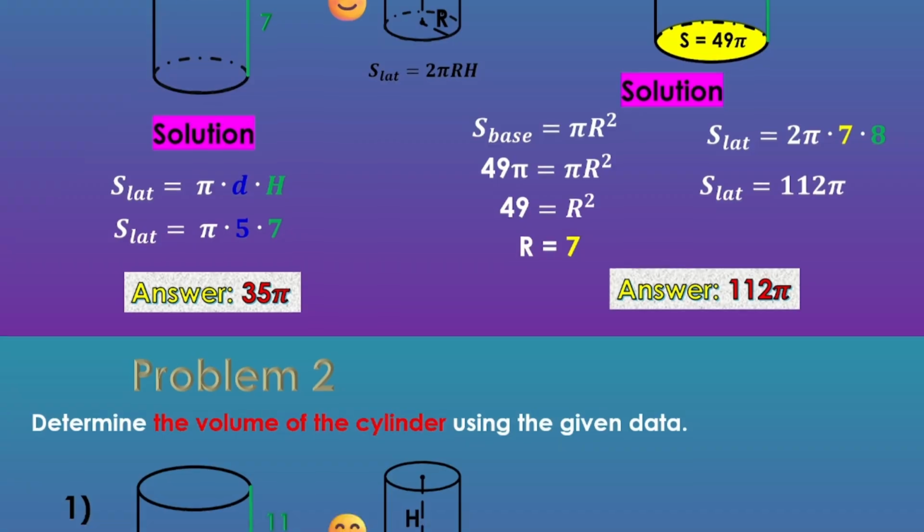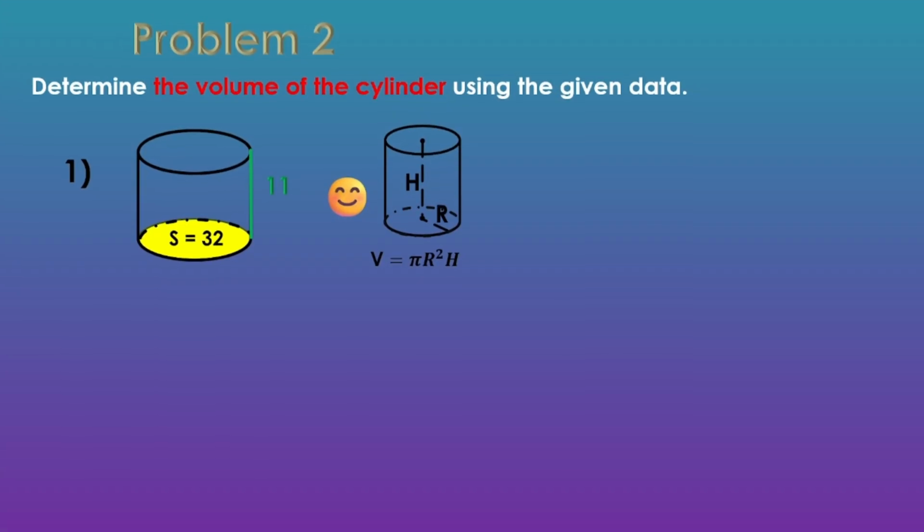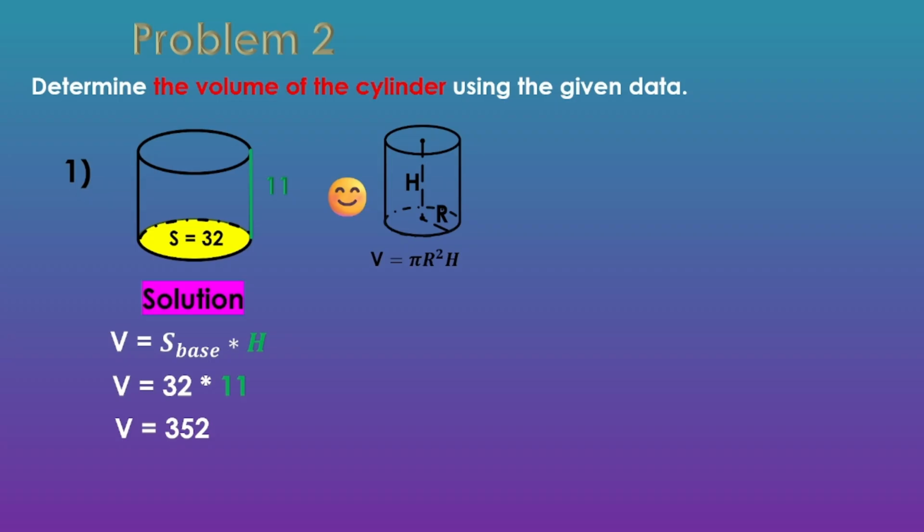Problem 2. We need to determine in this exercise the volume of the cylinder using the given data. We are given the generator, which is equal to 11, and we are given the area of the base of the cylinder, which is equal to 32. Then we substitute into this formula. Instead of the area of the base, which is equal to pi r squared, we substitute 32. And instead of the generator, which is also the height, it will be equal to 11. We calculate and we will have 352.